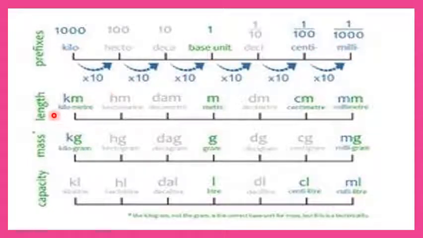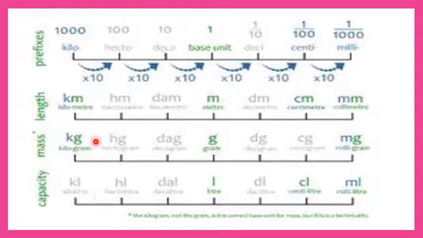Okay? We have the units of length, which are kilometers, hectometers, decameters, meters, decimeters, centimeters, and millimeters. We have the units of mass: kilograms, hectograms, decagrams, grams, decigrams, centigrams, and milligrams. And we have the units of capacity. In the three scales, to move from the bigger unit to the smaller one, we multiply by 10. And to move from the smaller unit to the bigger unit, we divide by 10.